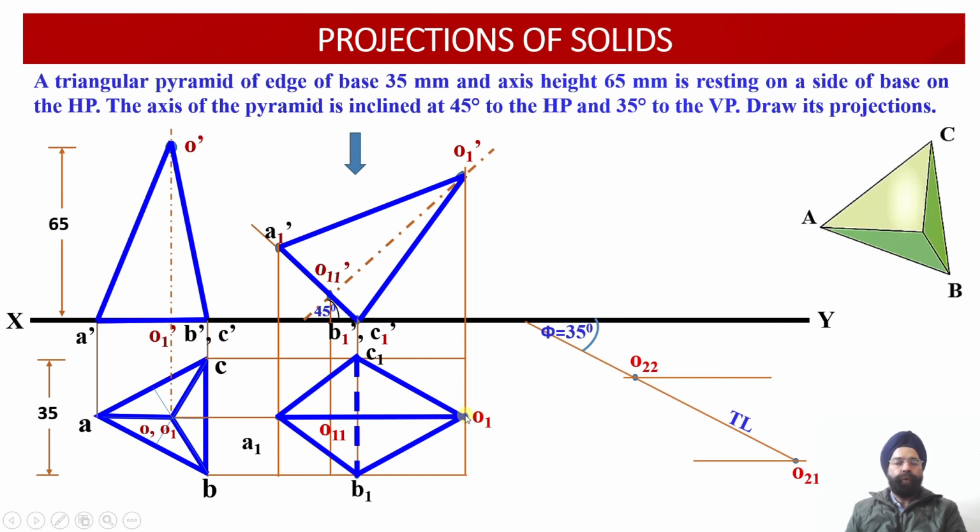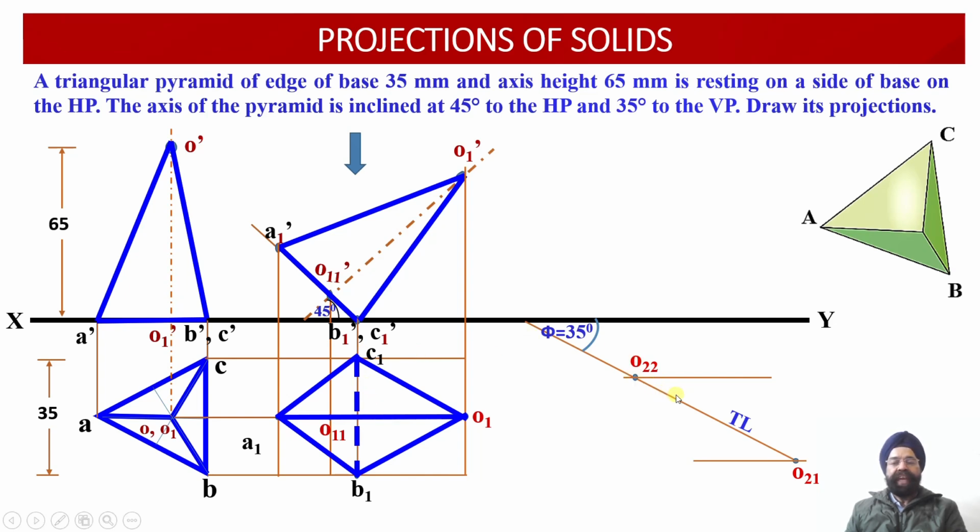Distance between O1 and O11. So now with O22 as center, we have measured this distance. Now we'll mark one arc equal to the apparent length of the axis. Why do we have to mark this apparent length? Because ultimately we are required to transfer the top view projection from position number 4 to position number 5 over here.